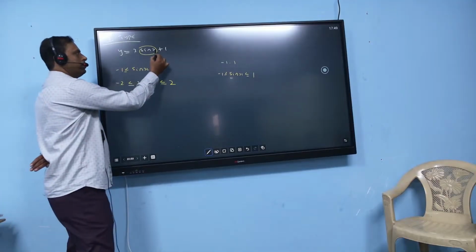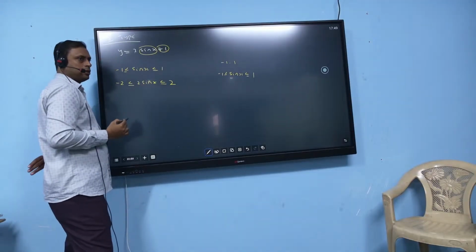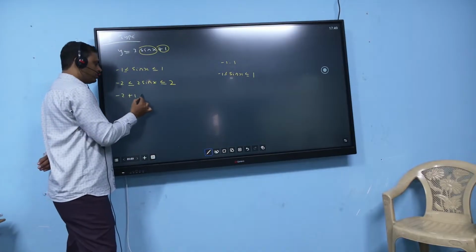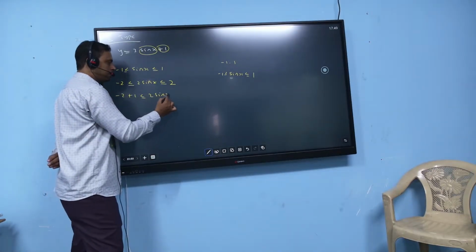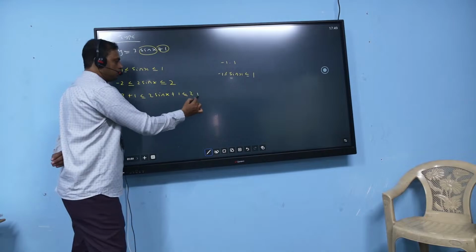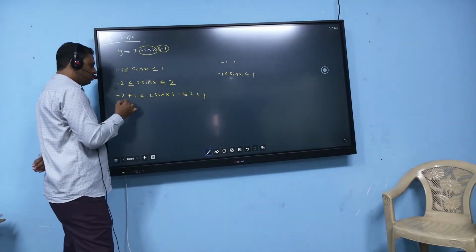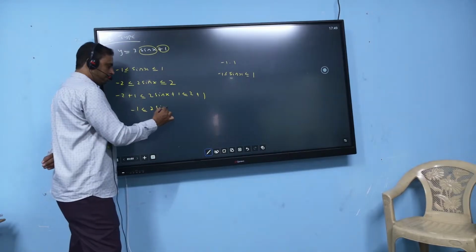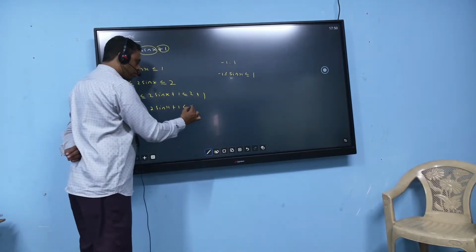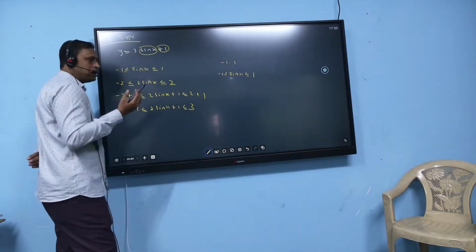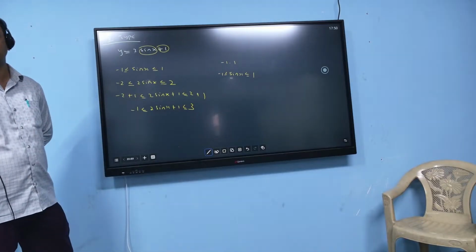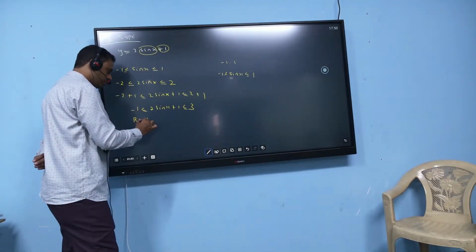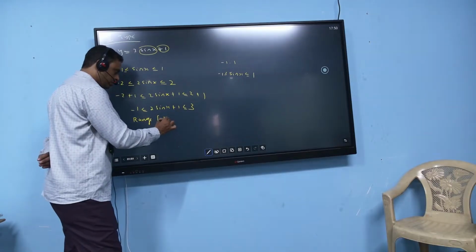Now what is left? I want 1 plus 1. So can I add plus 1 to the right side? Minus 2 plus 1 is less than or equal to 2 sin x plus 1 less than or equal to 2 plus 1. So this will become minus 1 less than or equal to 2 sin x plus 1 less than or equal to 3. So you are getting the range. Range means what? Minimum and maximum value. Correct? Output. So what is the answer? Minus 1 to 3.